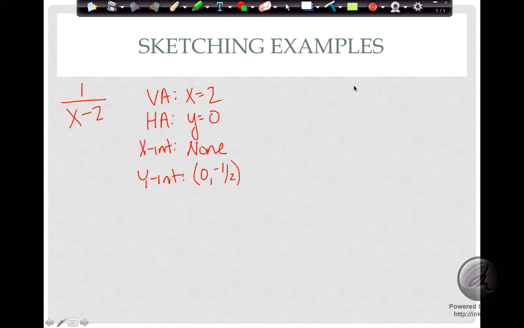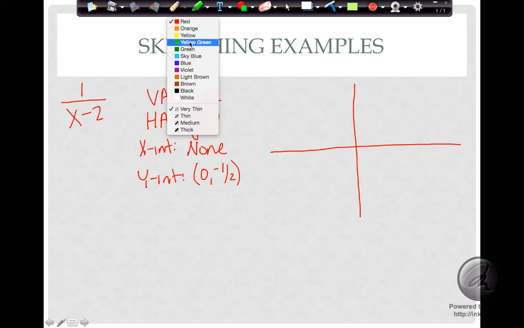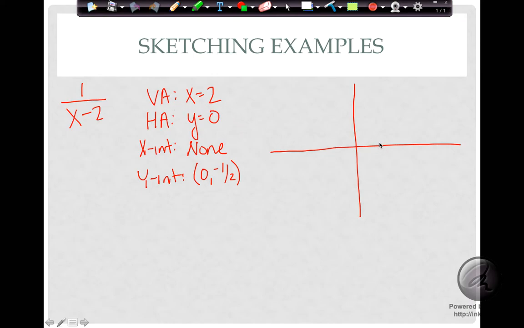All right, so that's enough information to begin my graph. So I have a vertical asymptote at 2. So I'm going to come out here to 2 and put in a vertical asymptote. I have a horizontal asymptote at 0, so I'm going to put that in. I don't have any x-intercepts, but I do have a y-intercept at negative 1/2. So if this is a negative 1, that's a positive 1. Here is my y-intercept.